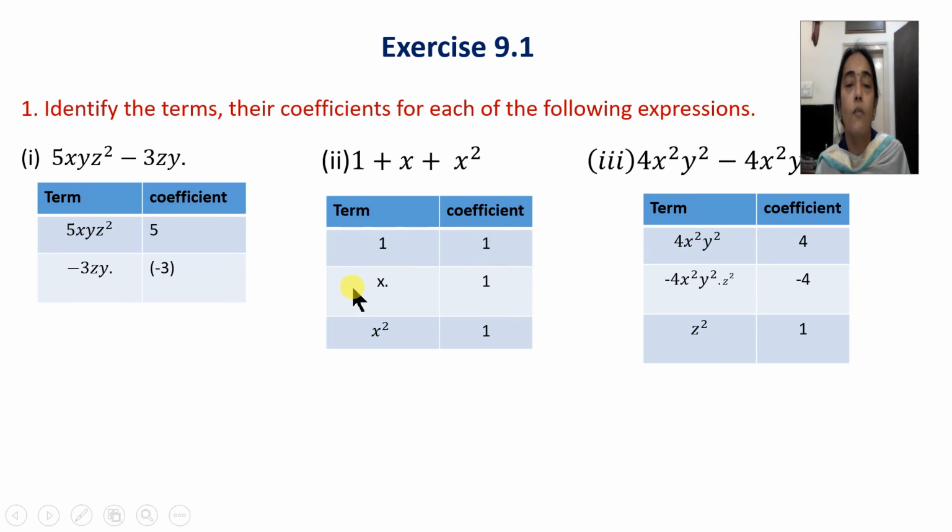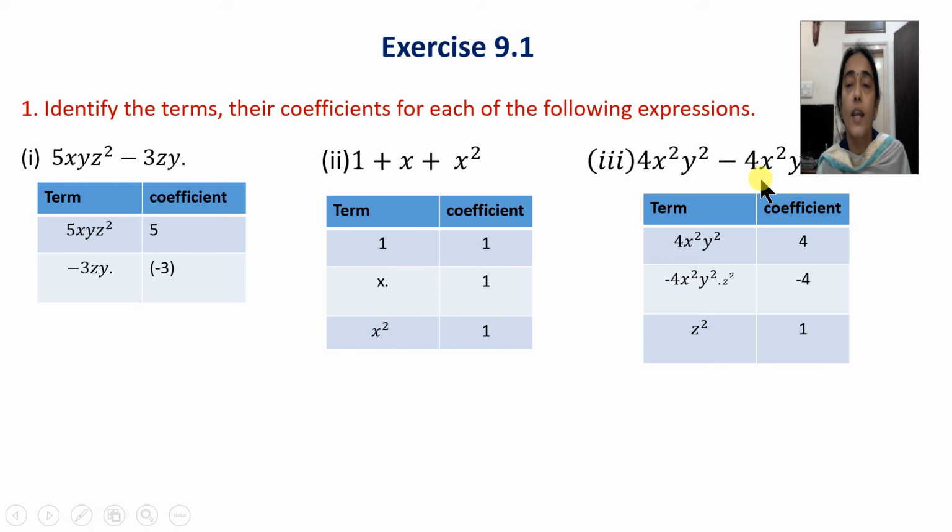Now here the next term is x. There is no number attached to it. No number is written. So it is understood that it is 1. So I write down here 1. X square. Here also there is no number attached to it. So it is understood that it is 1. So I write down 1 here.